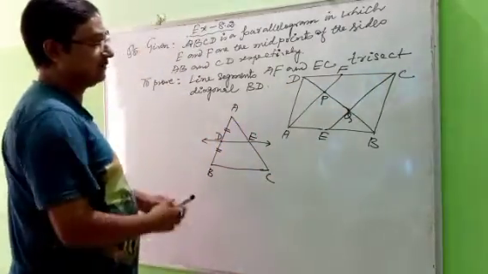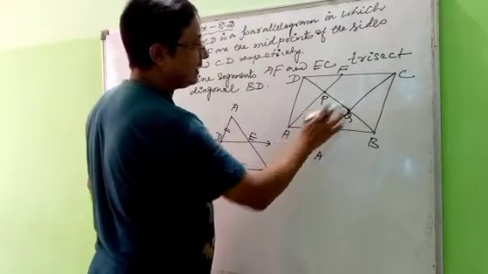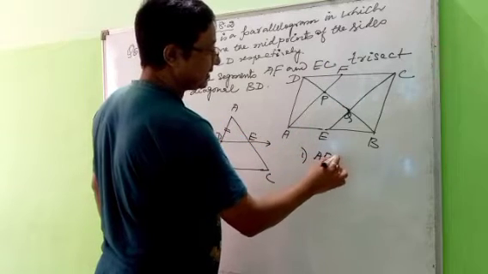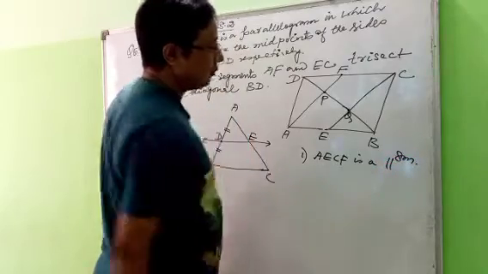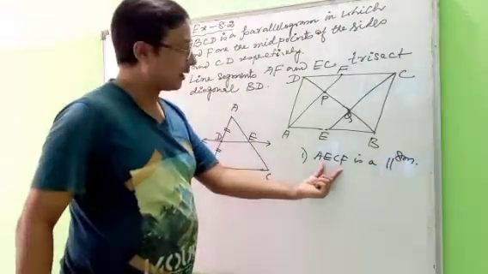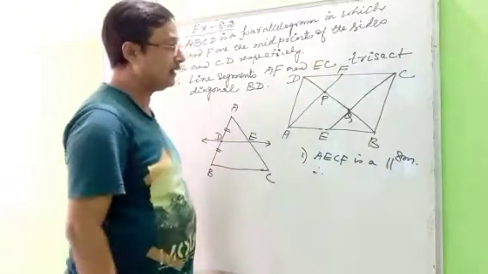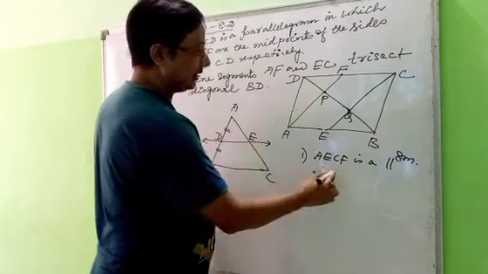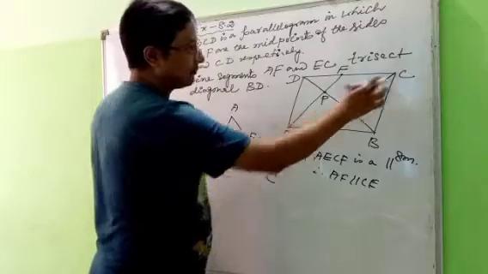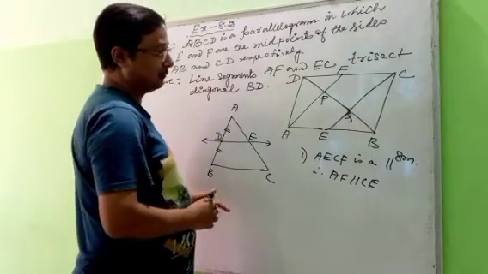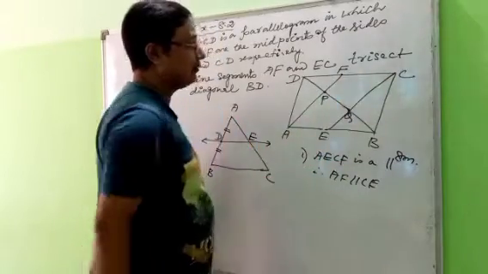So at first, you will make quadrilateral AECF. So AECF is a parallelogram. You will make this figure a parallelogram. In that case, both pairs of opposite sides are parallel and equal. So you will get AF parallel to CE. Now, how to make AECF a parallelogram?